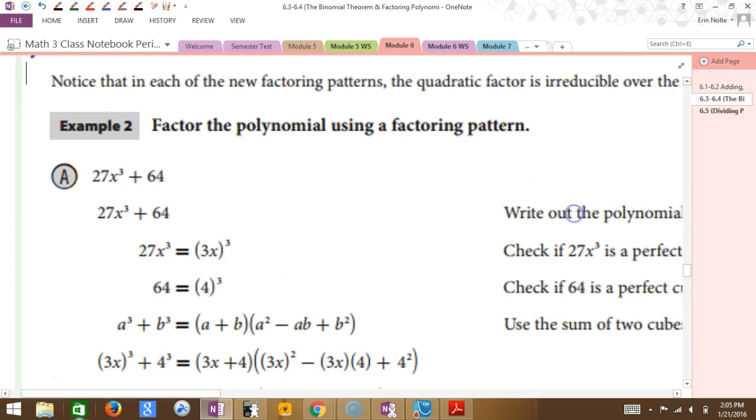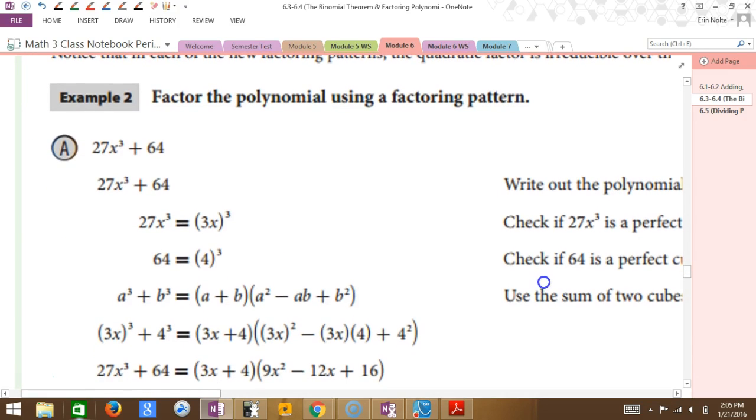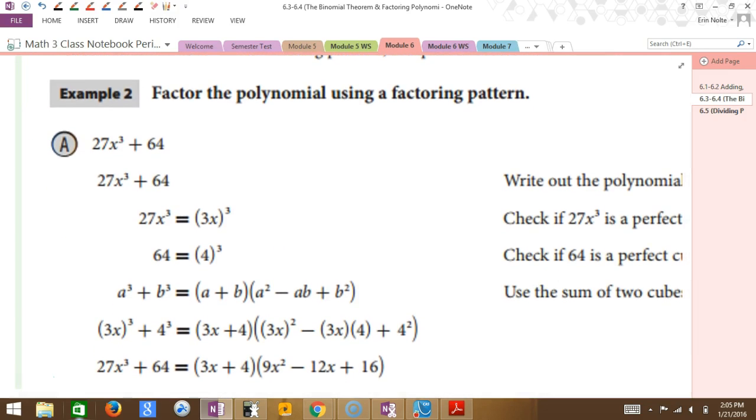Okay, so let's try example 2, factoring polynomials using our factoring pattern. So do you remember for the warm-up how I said we need to know the factoring patterns to do 6.4 today? So this is where we're going to use those patterns. So that's why I kept saying how important they were.